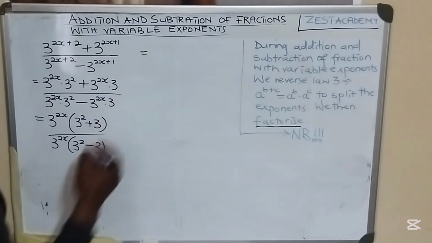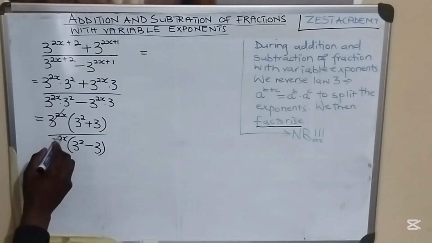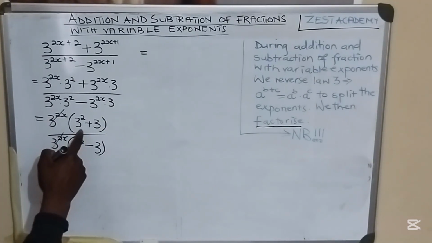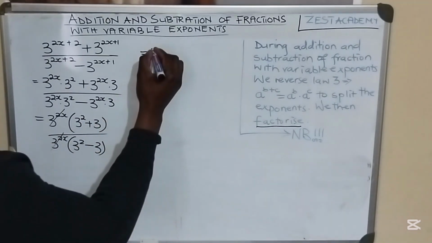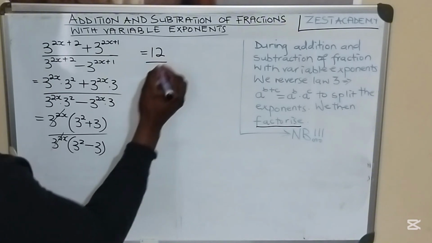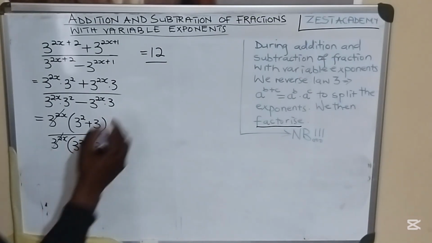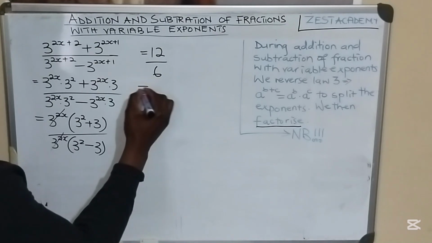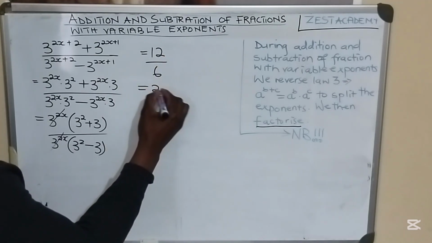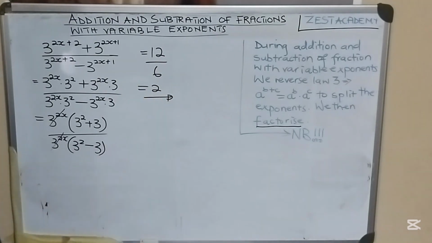Right. If we continue with that, this and this will cancel. What is left on top is 3 to the power of 2, that's 9. 9 plus 3, that's 12. All over. And then here, 3 to the power of 2, that's 9. 9 minus 3, that is equal to 6. 12 divided by 6, that is equal to 2.